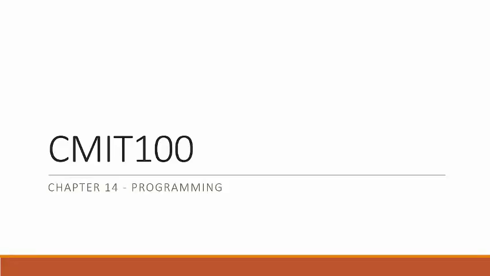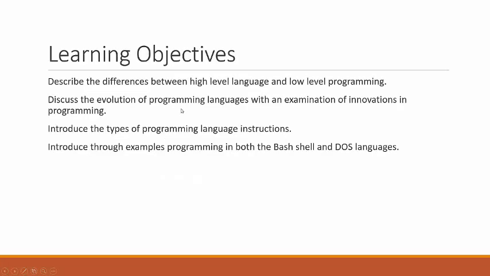Chapter 14, Programming. I'm sure you're probably saying to yourself, why do we have programming in this course? I mean, CMIT100, are they going to teach us how to program? Well, no, we're not. We're actually going to look at very little real programming during this chapter. But the purpose of this is to describe what programming actually is.